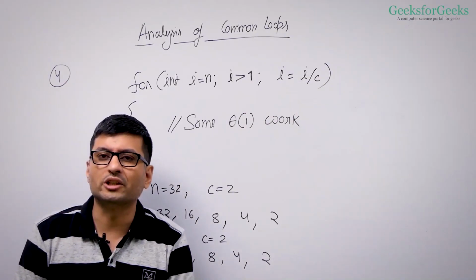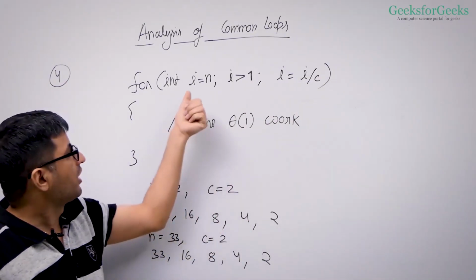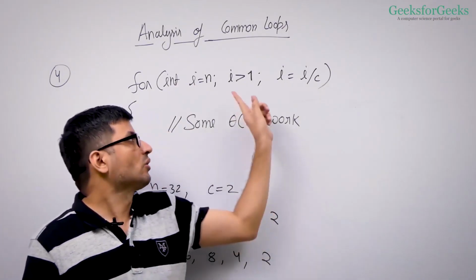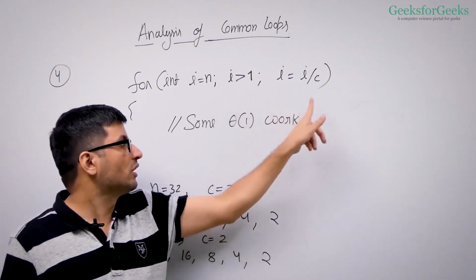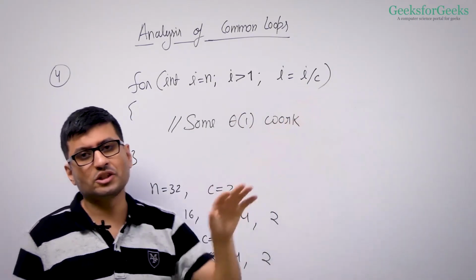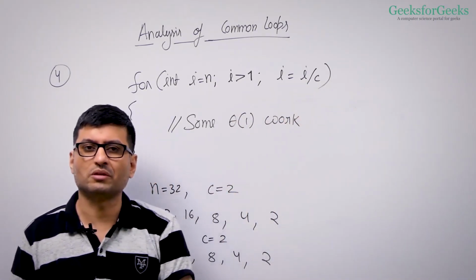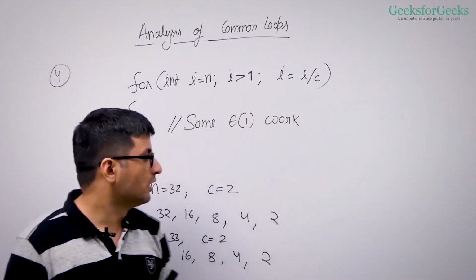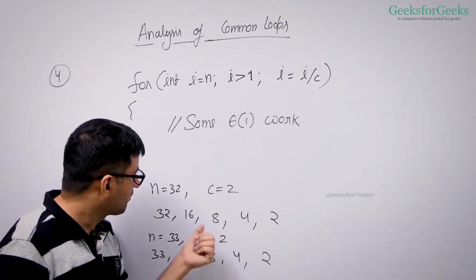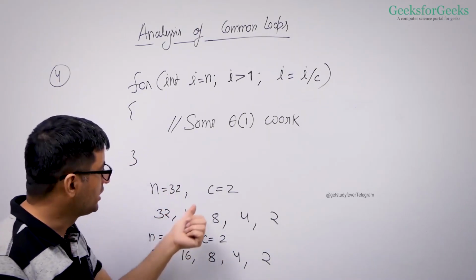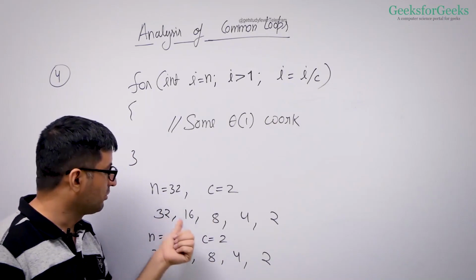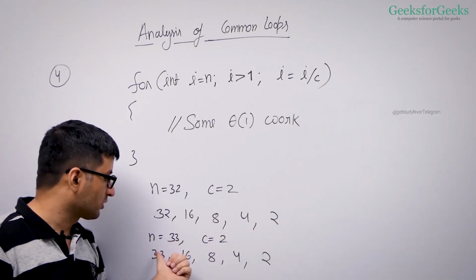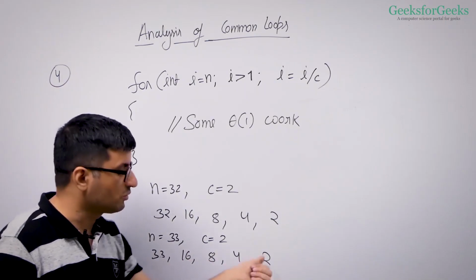Let us take a look at this loop now. We are running a loop that begins with i equal to n, goes while i is greater than 1, and divides i by c. So c is a constant, n is a user input. We need to find order of growth of this loop in terms of n. I've written some examples here. When n is 32 and c is 2, how does it run? It runs for 32, 16, 8, 4, 2. When n is 33, it runs for 33, 16, 8, 4 and 2.